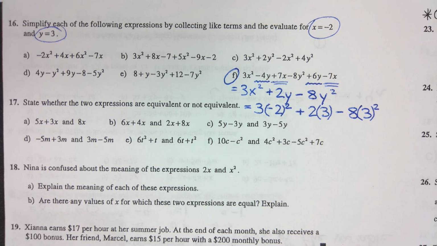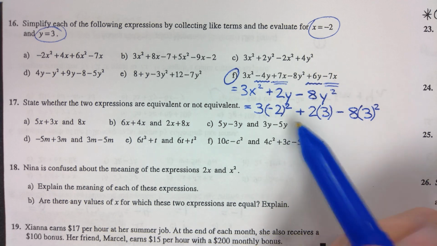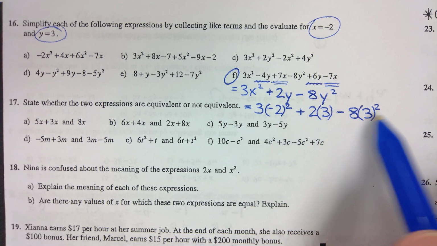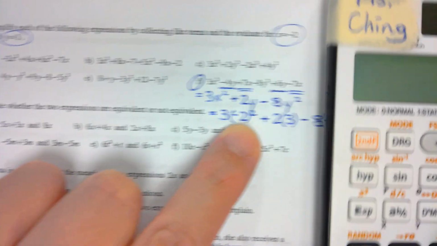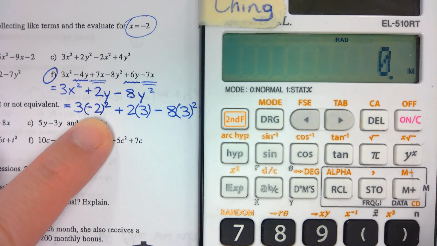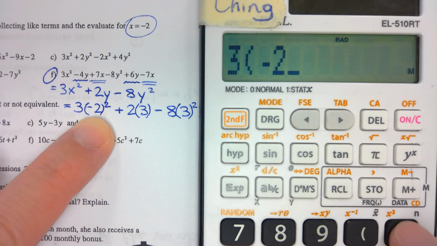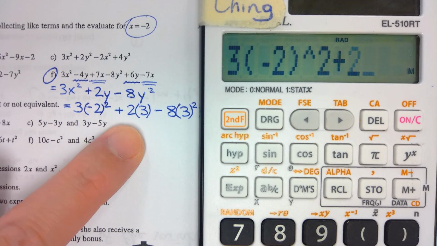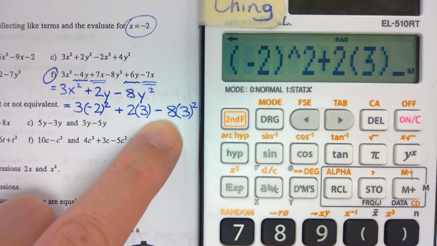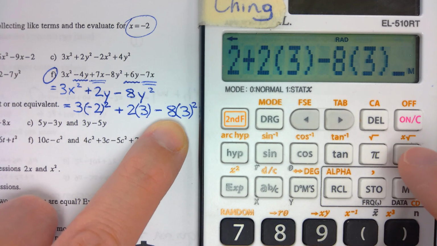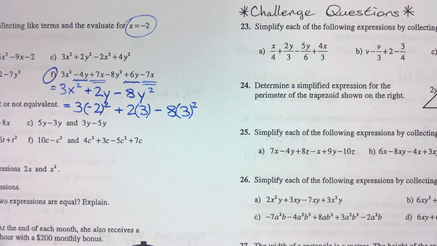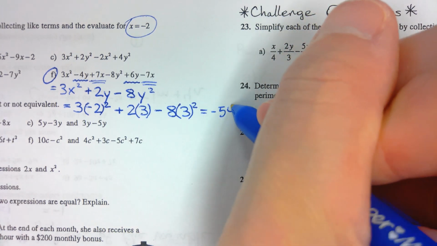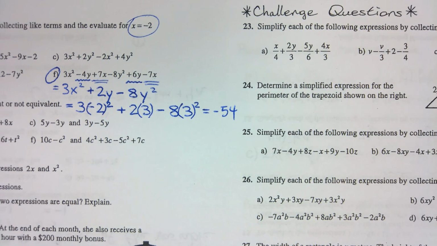Okay. So now that we have brackets, then we can solve this. So you can just punch all this into your calculator if you want. Okay. So let's put it all in our calculator. 3 bracket -2, close the bracket, to the exponent 2, plus 2 bracket 3, minus 8 bracket 3 bracket squared. And it should give you the answer -54. Okay.